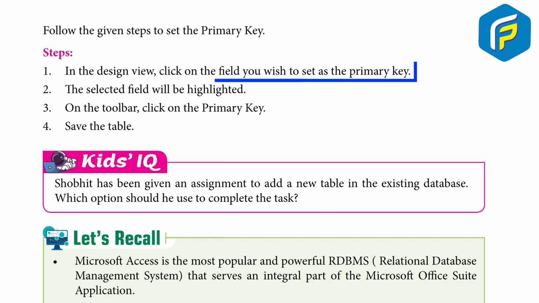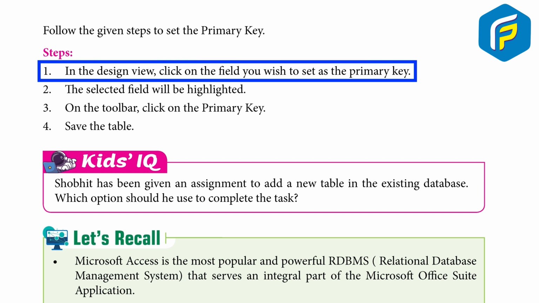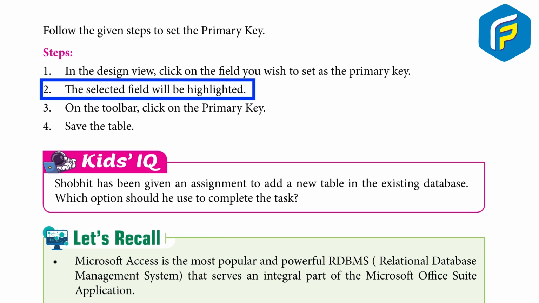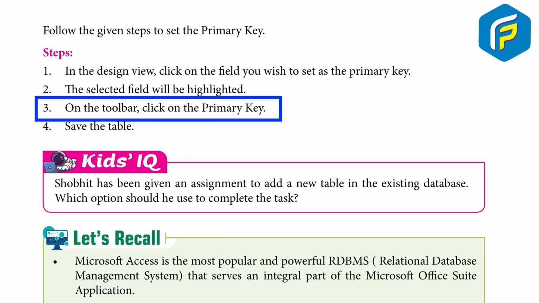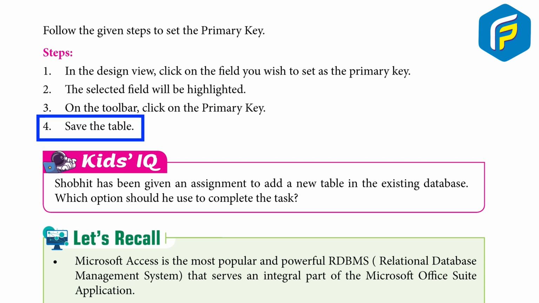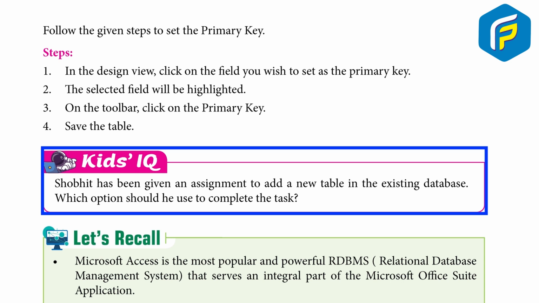Steps. 1. In the design view, click on the field you wish to set as the primary key. 2. The selected field will be highlighted. 3. On the toolbar, click on the primary key. 4. Save the table. Quick check. Sohabit has been given an assignment to add a new table in the existing database. Which option should he use to complete the task?